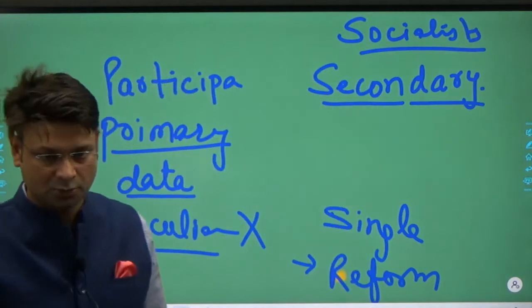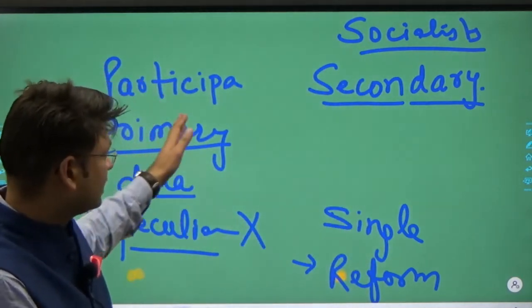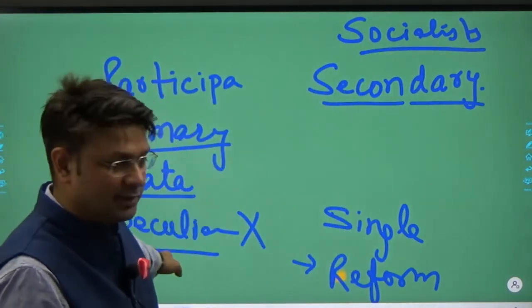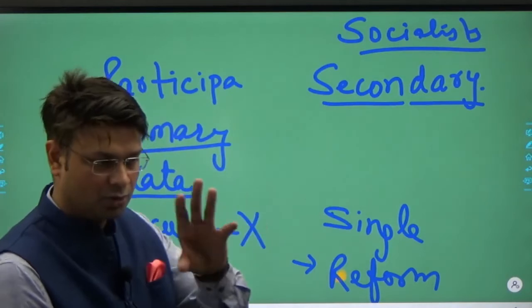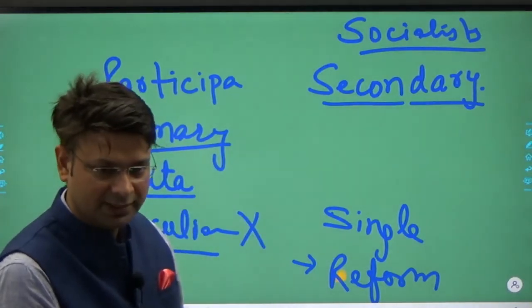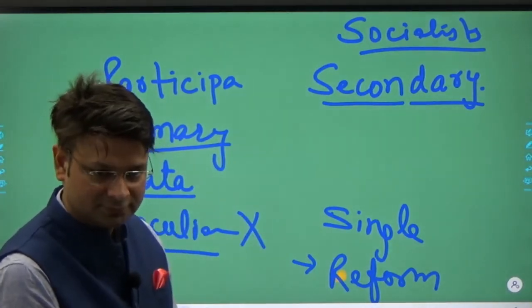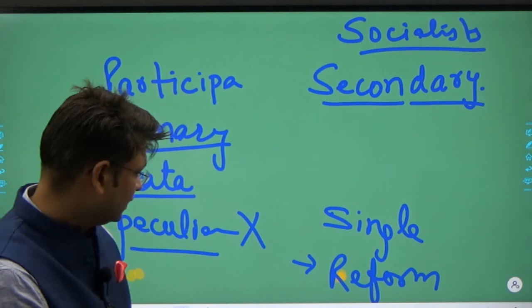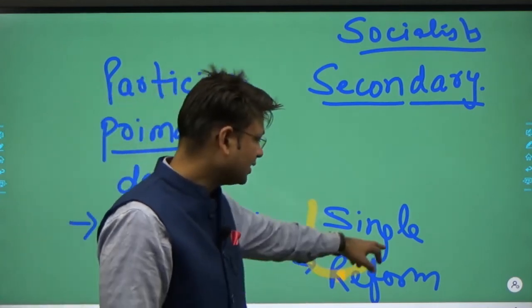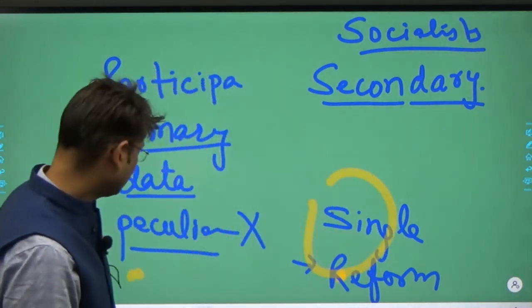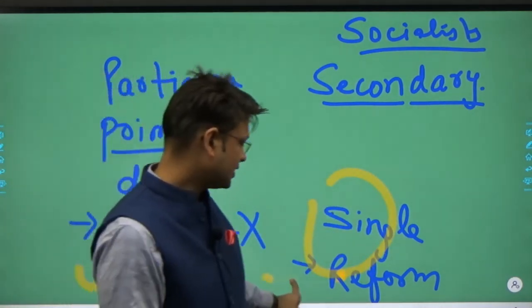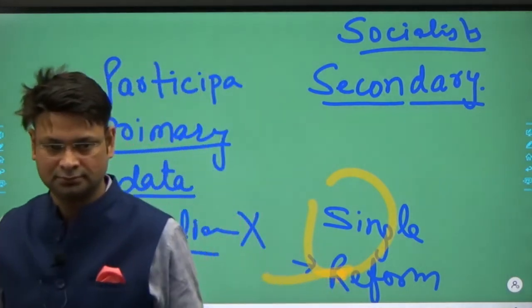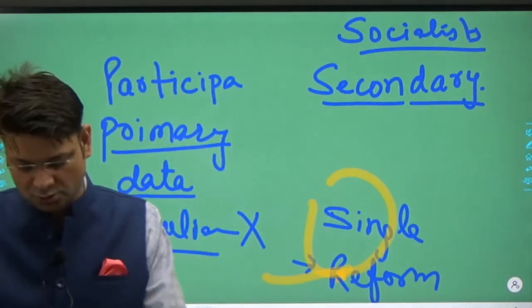Now I will give you some notes on this also. This participant, secondary, peculiar, no peculiar or one dimension is being studied. We study everything in a holistic manner, but they concentrate on a single problem. They don't try to reform. Sociologists try to reform the societies they study.